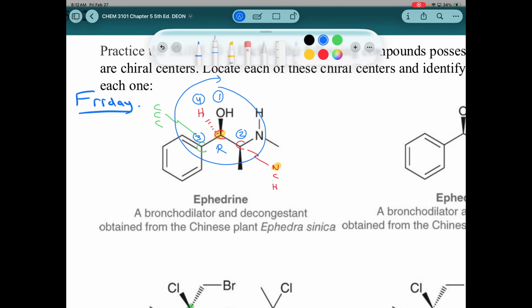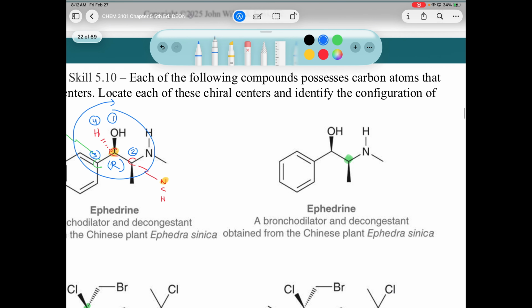Let's do the next one. Again, lucky for us, the lowest priority group, the hydrogen, is going to be in the back. It's going to be group number 4. The nitrogen is obviously going to be group number 1, because we have 2 carbons. But if you look at this carbon here, this is attached to 3 measly hydrogen atoms, whereas this one is attached to oxygen, carbon, hydrogen, again going away from the chiral center. This is our tiebreaker.